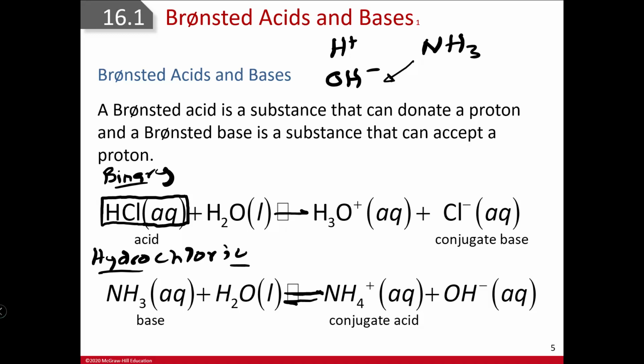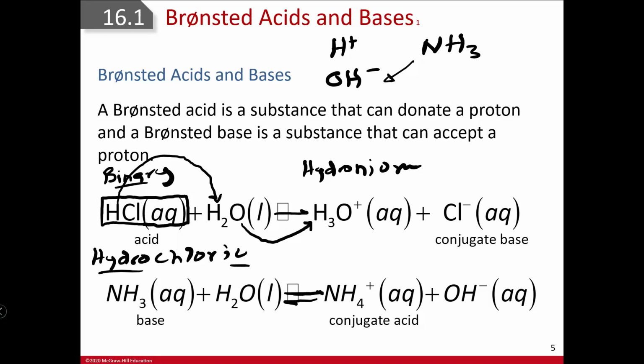But notice what happens here. This hydrogen ion is donated to the water, and then the water becomes the hydronium ion. So if you don't know, this is called the hydronium ion. Again, you're going to have to go back and refresh your memory, because we're going to be using this a lot, and you've got to speak the language.